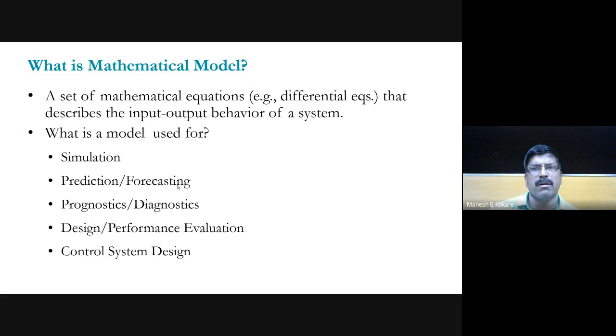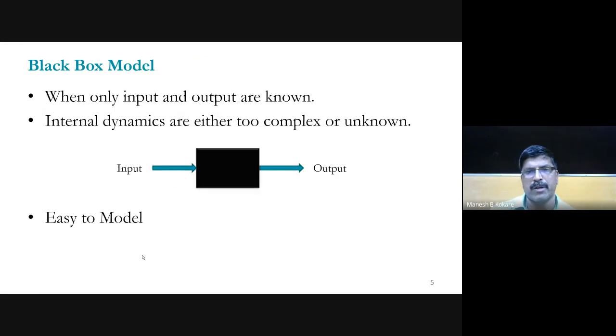So you obtain the mathematical equation, which gives the relationship between input and output, and that equation is nothing but the mathematical model of that system. It is used for simulation, prediction or forecasting, prognostic and diagnostic purposes, design or performance evaluation, and in control system design and so on. I hope that you have understood what is meant by the mathematical model of a physical system, right?